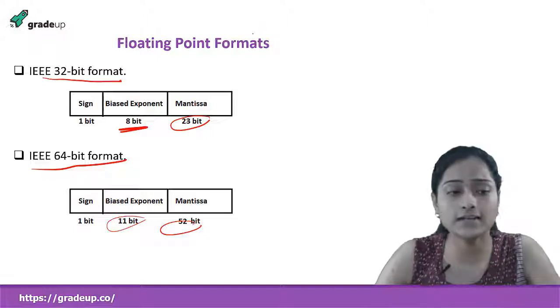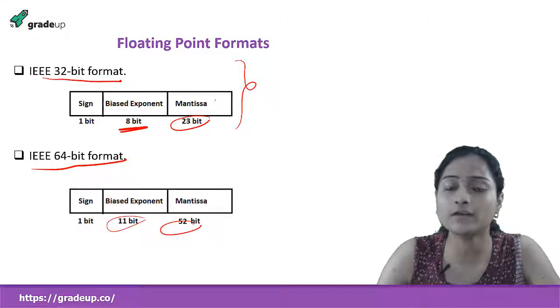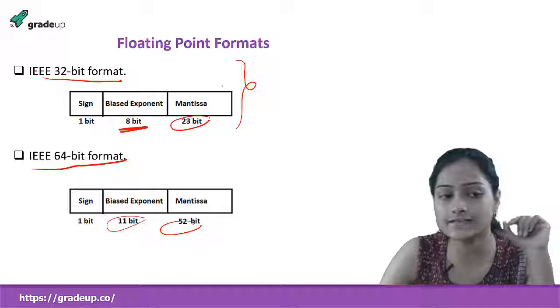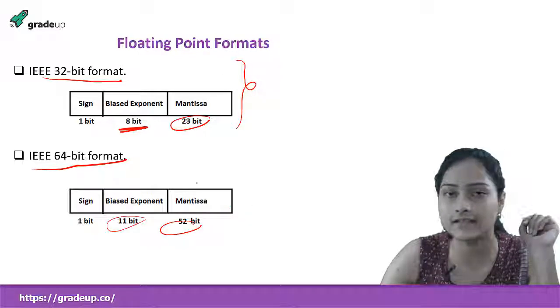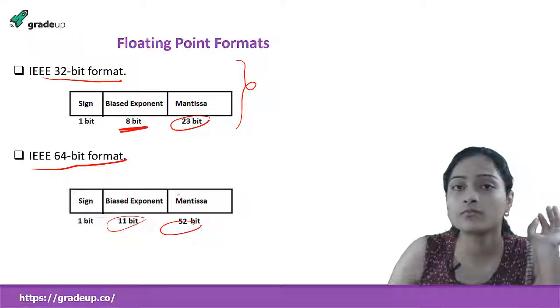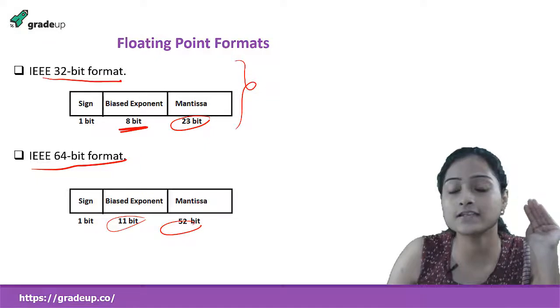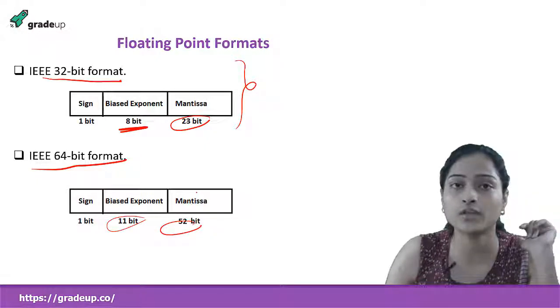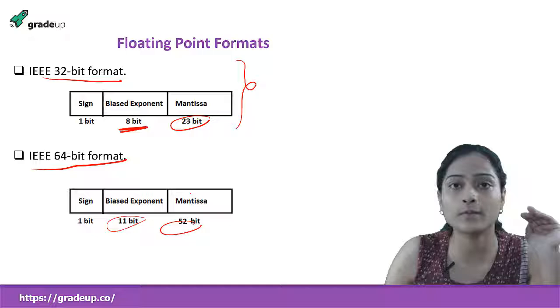So you can clearly see the 32-bit format will be used for representing smaller size data and the 64-bit format will be used for larger size data, data where you want very much accuracy or where accuracy is very important. Then you can use the IEEE 64-bit format.